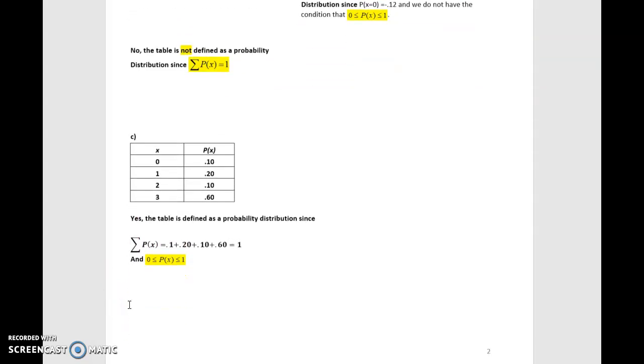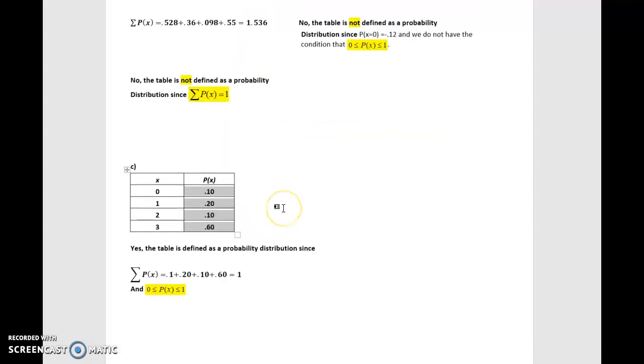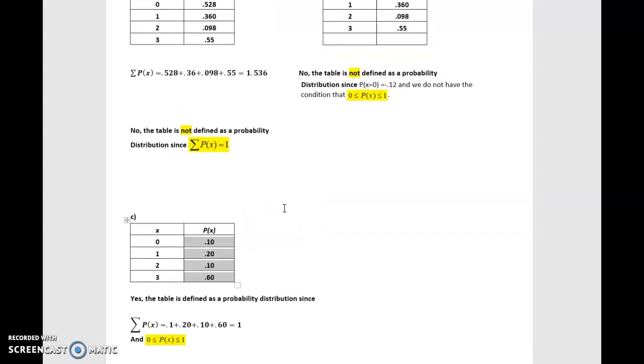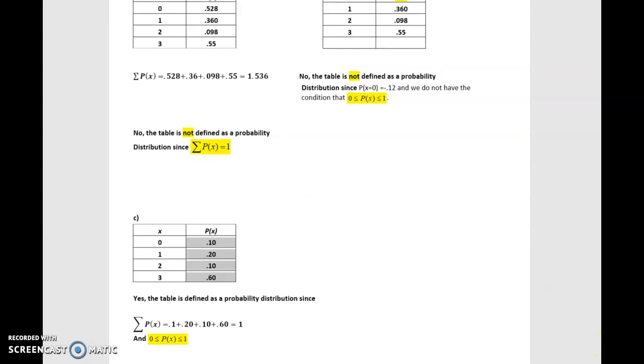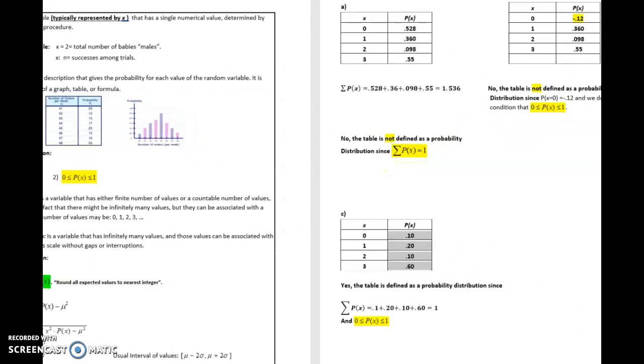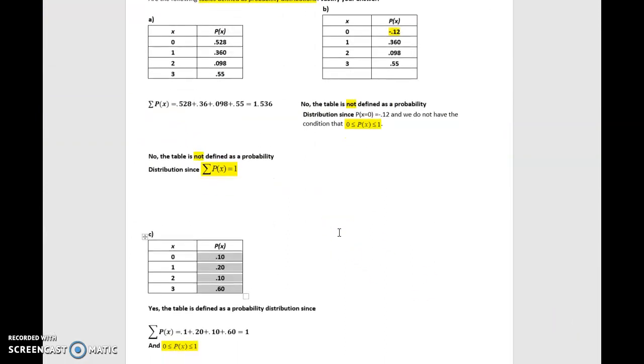Once again, for these tables to be probability distributions, the sum of all the P of X values has to equal 1, and they have to be between 0 to 1. If one of those two conditions is not satisfied, then they're not defined as probability distributions. That's actually it for example 1. We're just checking if the tables satisfy the conditions of a probability distribution.